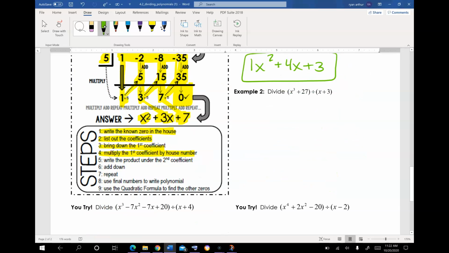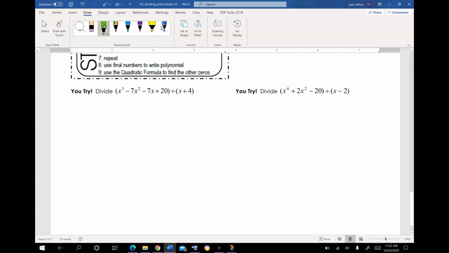All right. Let's do one. I think this one has a remainder. So we're going to do the next one over here. Okay? So you write the opposite in the house, -4. Count your exponents. 3, 2, 1, 0. You're good. Get your coefficients: 1, -7, -7, and 20. And then we're going to start our process.